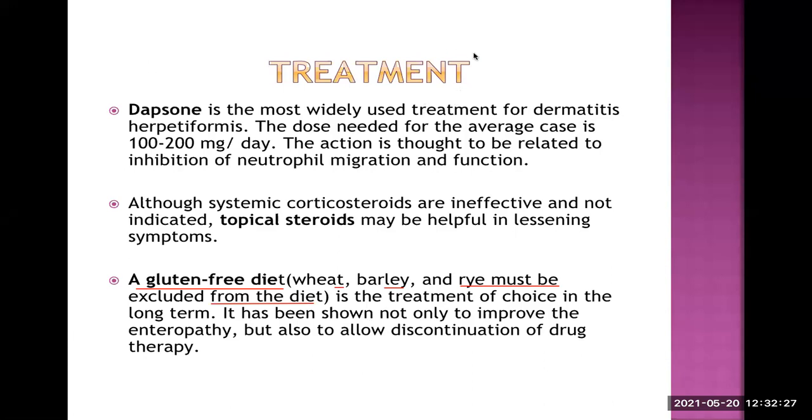One other drug is dapsone. We really do not know how dapsone helps here, but dapsone is widely used in the treatment of dermatitis herpetiformis. The dose needed for the average case is 100 to 200 milligrams per day, and the action is thought to be related to the inhibition of neutrophil migration and function, but the exact mechanism of how it is helping here is relatively unknown. Now, can you tell me dapsone is used in which other condition? Leprosy. Very good, excellent. Dapsone is a very important drug in the treatment of leprosy, but this is another use of dapsone. You remember like that.